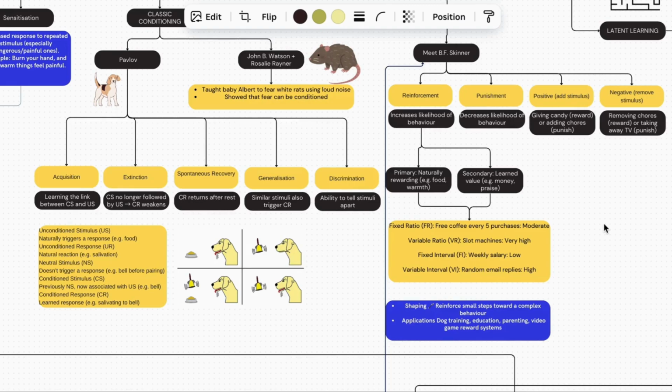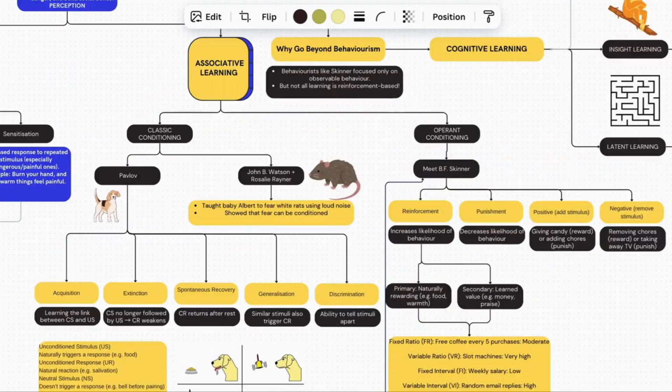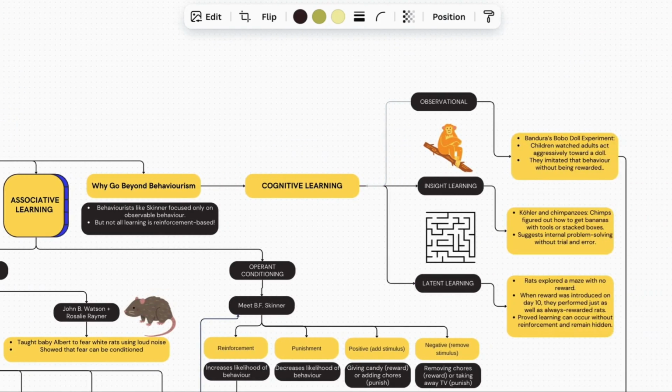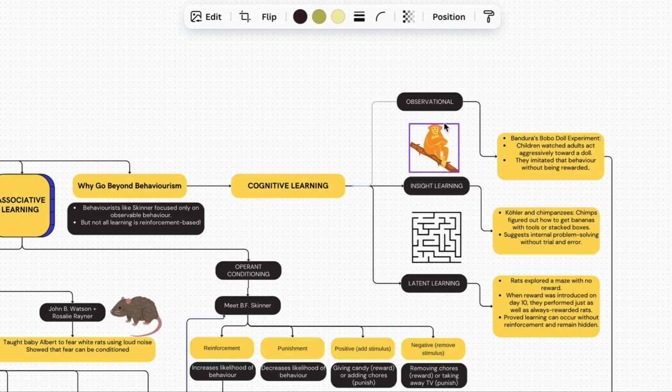Shaping reinforces small steps toward a complex behavior. Applications include dog training, education, parenting, and video game reward systems. Now we're going to learn about cognitive learning. We're going beyond behaviorism.